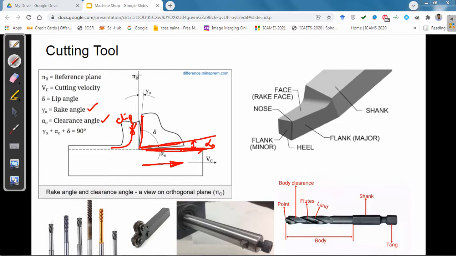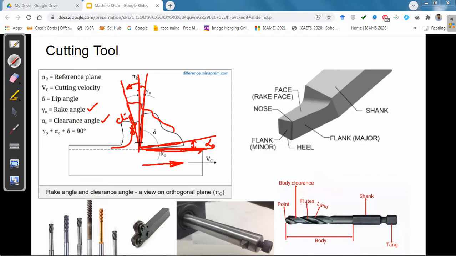So this is the reference plane, and with respect to this reference plane, the cutting tool makes an angle, and this particular angle is called the rake angle. Okay, so you can understand that if the rake angle is negative, here it is shown as a positive rake angle, but it can be negative. In that case the cutting tool will be like this. So you see that this angle is on the opposite side of the reference plane. So this is the example of a negative rake angle.